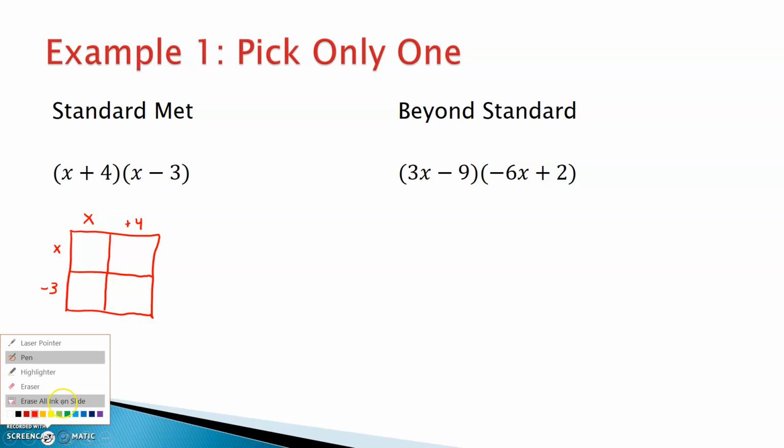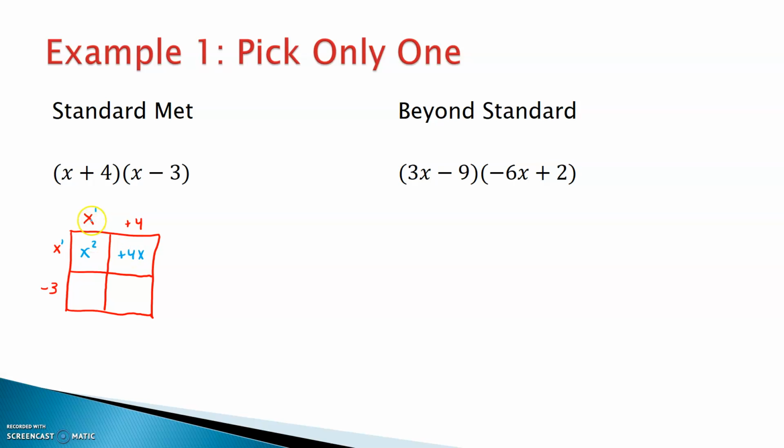Okay, now how do we fill the stuff on the inside? Well, this is a multiplication problem, so we're going to multiply. What is x times x? That's x to the second power. All right, remember those ones? Okay. What is 4 times x? That's just positive 4x. What is x times negative 3? That's just negative 3x. And then lastly, what's 4 times negative 3? That's negative 12. So our answer is actually right there inside in blue.